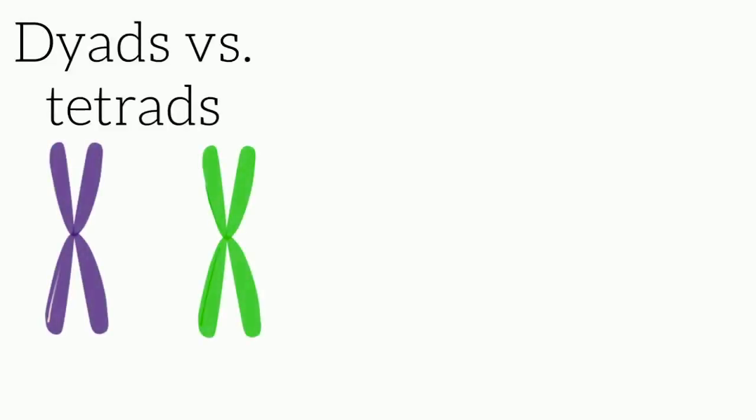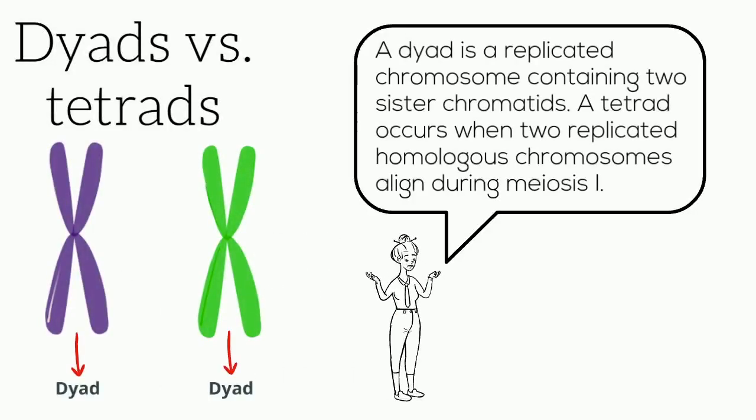A dyad is simply a replicated chromosome containing two sister chromatids. A tetrad occurs when two homologous chromosomes align, which happens during meiosis I.